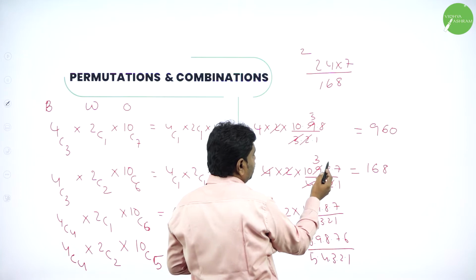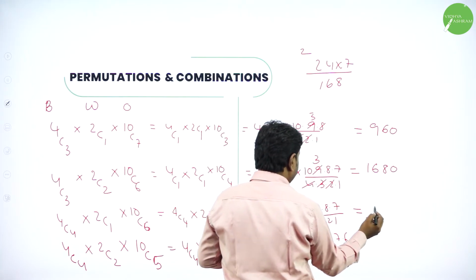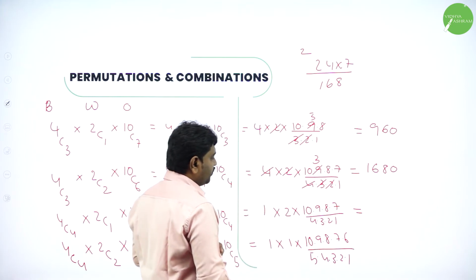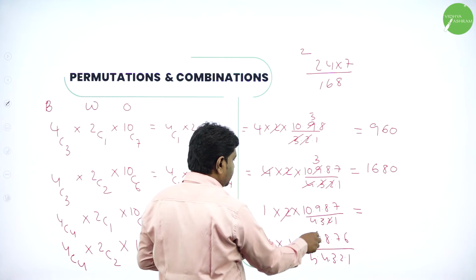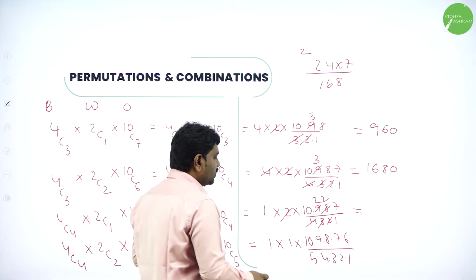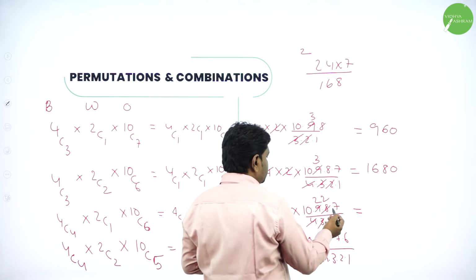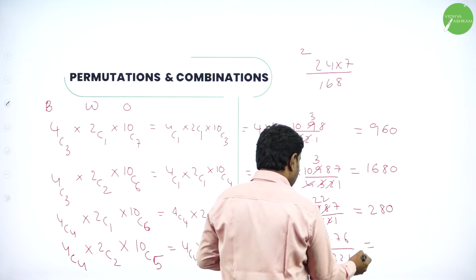7 3s are 21 into 8, whatever, into 10, so 0. That is, further simplify. Here we have 2 and 2 I can cancel, 3 1s are 3 2s I can cancel, 4 1s are 4 2s I can cancel. So simplify. So 7 2s are 14, 14 2s are 28, 0, 280.